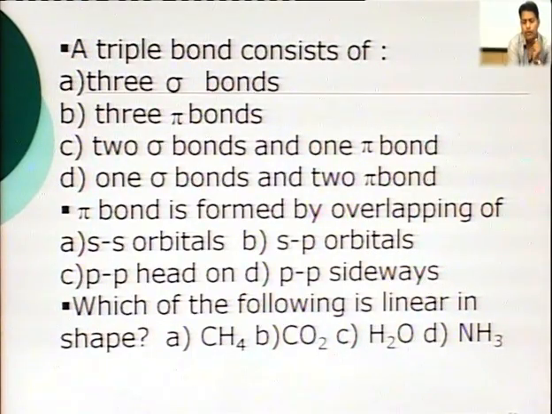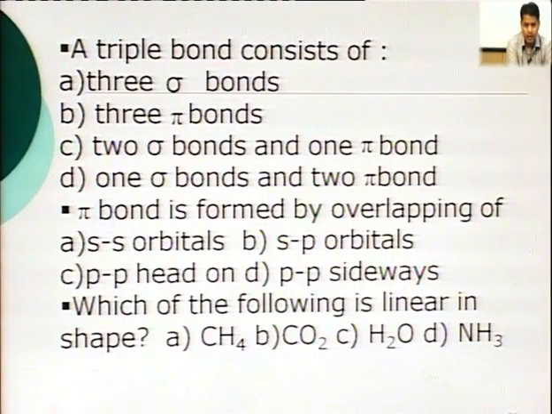A pi bond is formed by the overlapping of ss orbitals, sp orbitals, pp head on, or pp sideways. A pi bond is formed by sideways overlapping of pp orbitals, as only pp orbitals overlap sideways. So, the option is D.